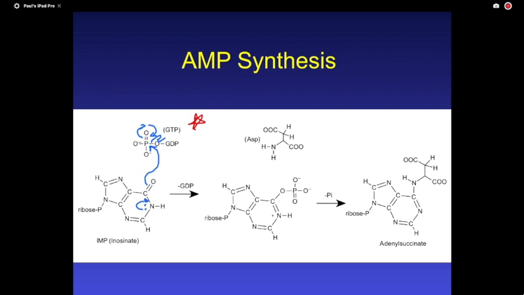Okay? To power that, I use GTP. Okay? You're going to find if I'm going to make GTP, what's going to power that is AMP. So they are balanced between the two. All right. I have now phosphorylated that intermediate. Usually we do that so that we have a good leaving group.